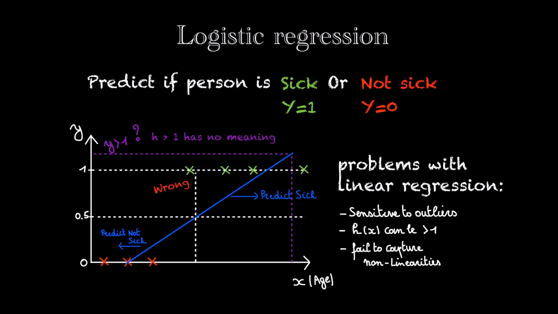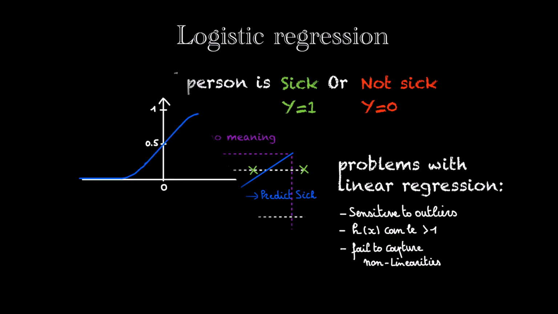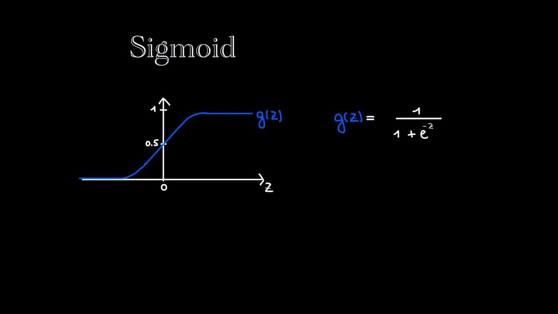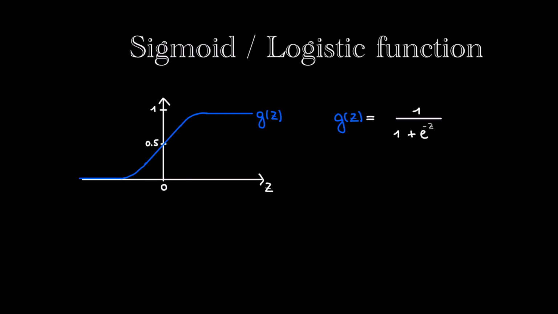So, ultimately, we would like a model that gives us predictions between 0 and 1, that is robust to outliers and that can handle nonlinearities in our data. That's why we won't be using a straight line as our hypothesis. Instead, we will use the Sigmoid function, also called the logistic function, and it looks as follows. This function squashes any input into a range between 0 and 1. In simple terms, it helps us convert a linear combination of input features into probabilities.